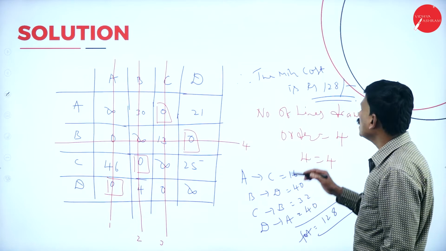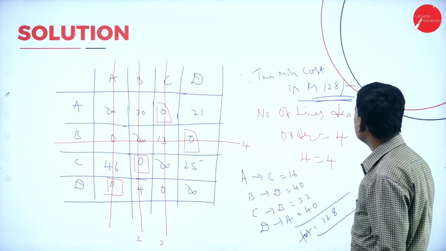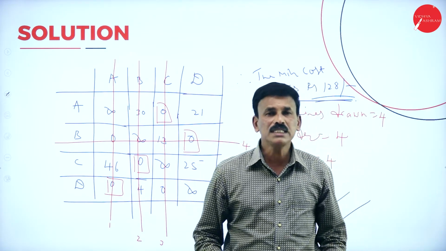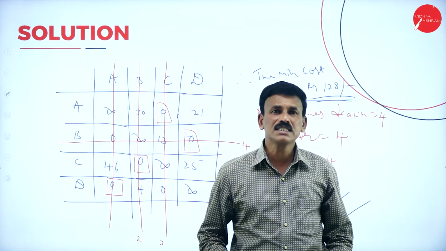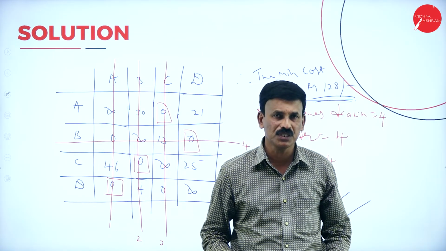So therefore the minimum cost of the transportation is 128. This is how we are going to solve a TSP, that is a traveling salesman's problem. Okay, hope you followed this. This is also a very important concept.